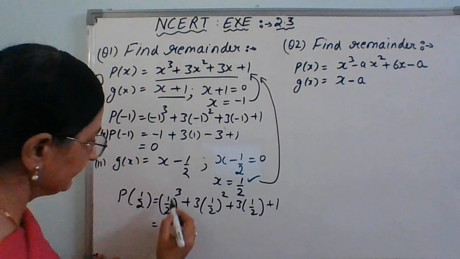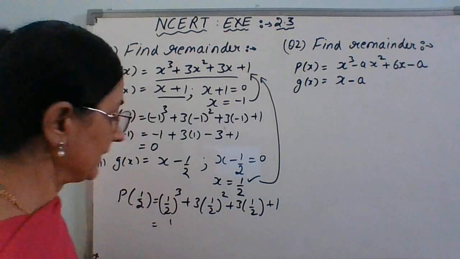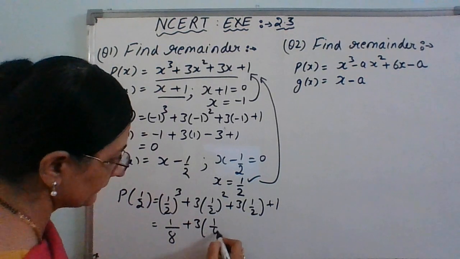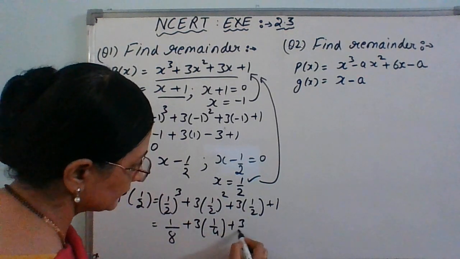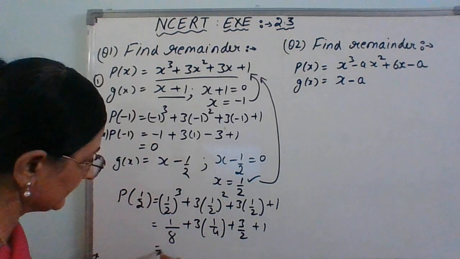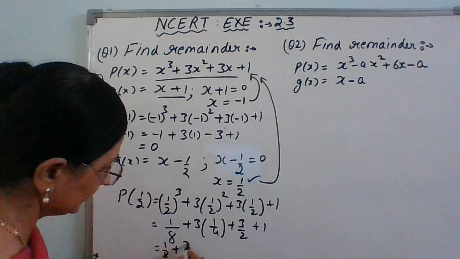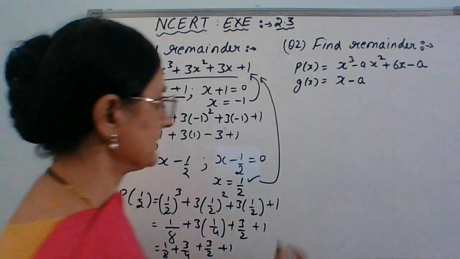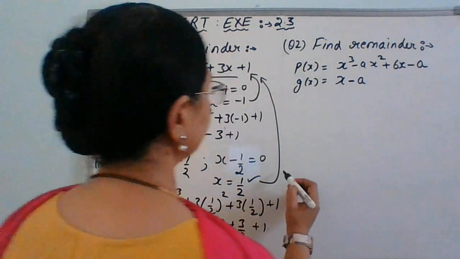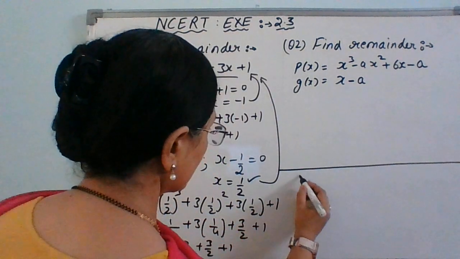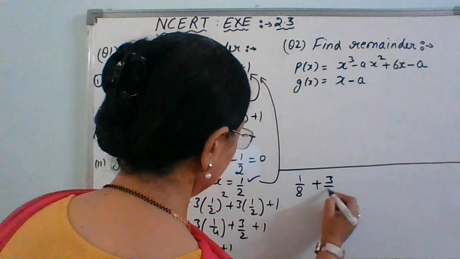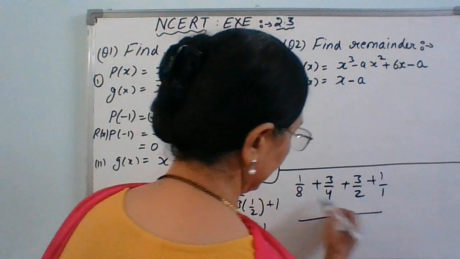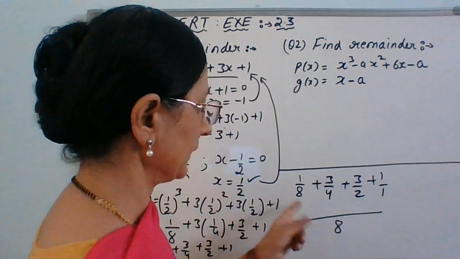So let us find out. 1 into 1 into 1 is 1. 2, 4, 8, this way, right? 3 is outside here, 2 square is 4. Here it is 3 by 2 plus 1. So now it becomes 1 by 8 plus 3 by 4 plus 3 by 2 plus 1. Now you are supposed to take the LCM, right? So I'll write here 1 by 8 plus 3 by 4, 3 by 2 and plus 1. Let us take the LCM. The LCM of 2, 4 and 8 is 8.